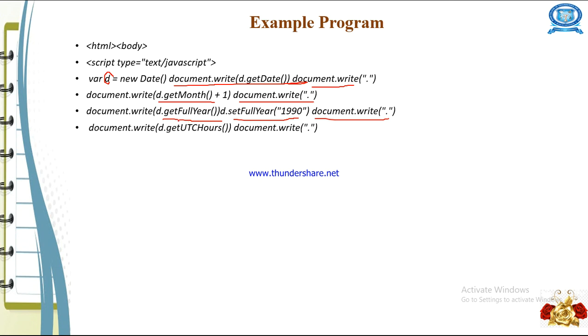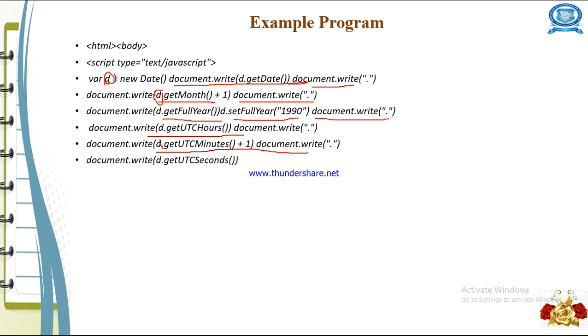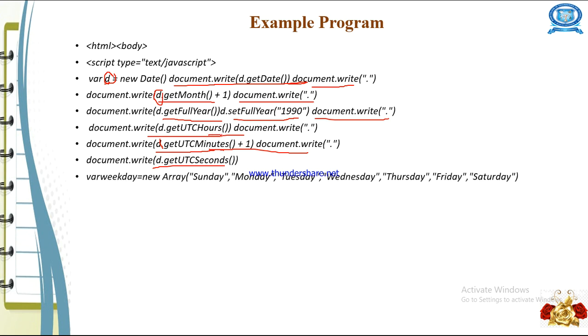Next, the hour: get the UTC hour. Then minutes: document.write d.getUTCMinutes. For all of this you use d, which means the object d we have already created. Okay. Then document.write the UTC seconds. This is seconds, this is minutes, this is hours. Okay.